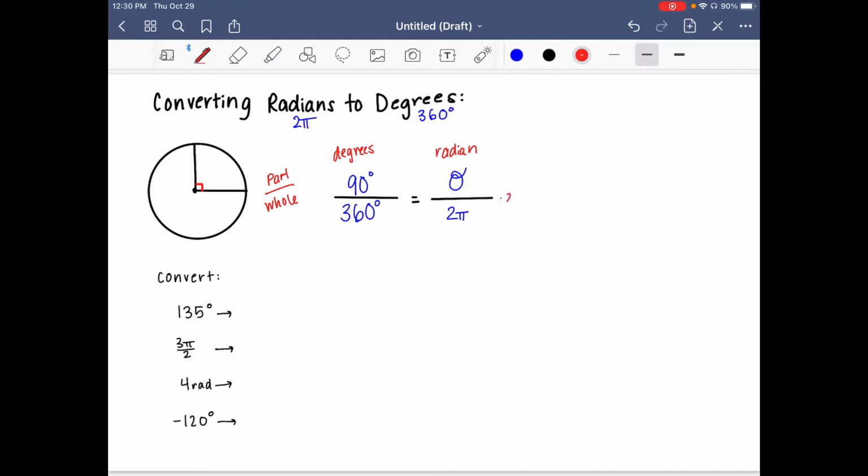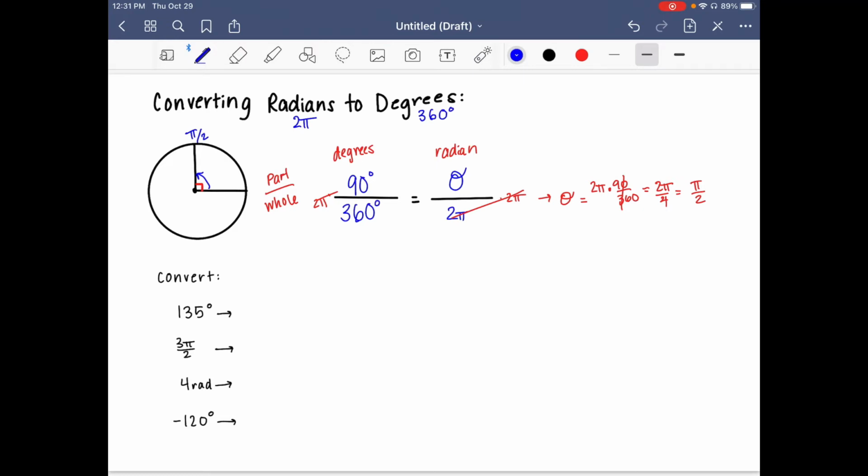To get rid of that, I can multiply by 2 pi on both sides. Okay, this is going to simplify into theta equals, my 2 pi is going to cancel out, 2 pi times 90 over 360. Okay, I already know that this simplifies to 1/4, so I have 2 pi over 4, which simplifies to pi over 2. And when I look at my unit circle, that checks out. I remember that this angle up here is pi over 2.